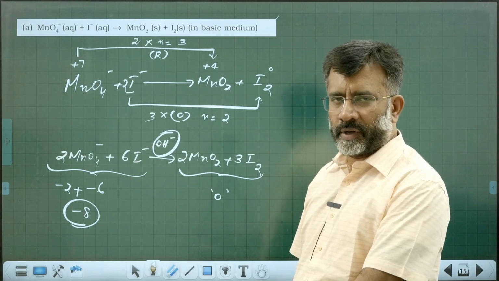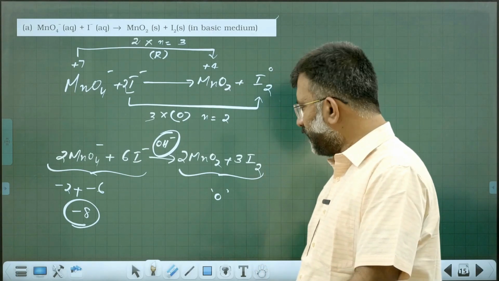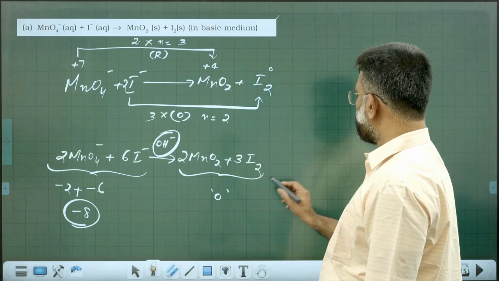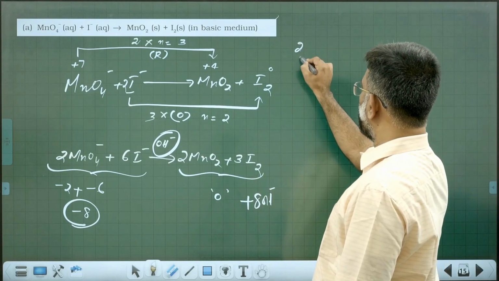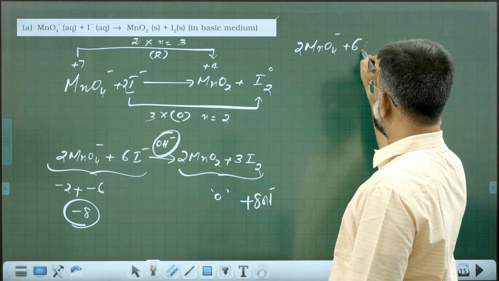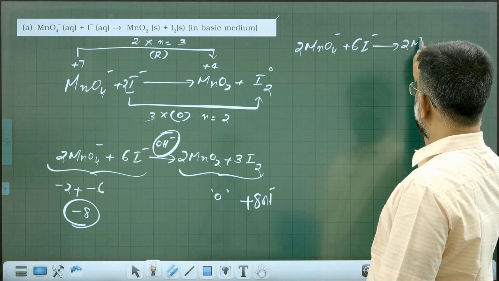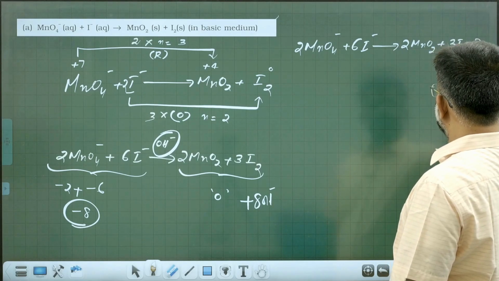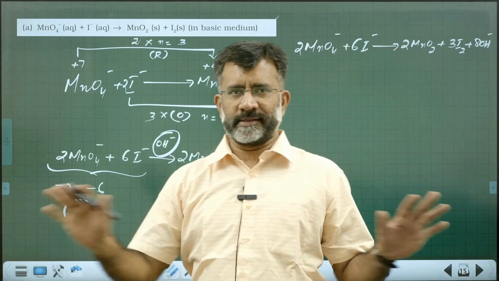So, how many OH minus on which side? We need to give 8 OH minus over the right hand side. So, you need to add 8 OH minus on the right hand side. So, the new formula will be 2 MnO4 minus plus 6I minus giving 2 MnO2 plus 3I2 plus 8 OH minus. Now the charge is balanced.